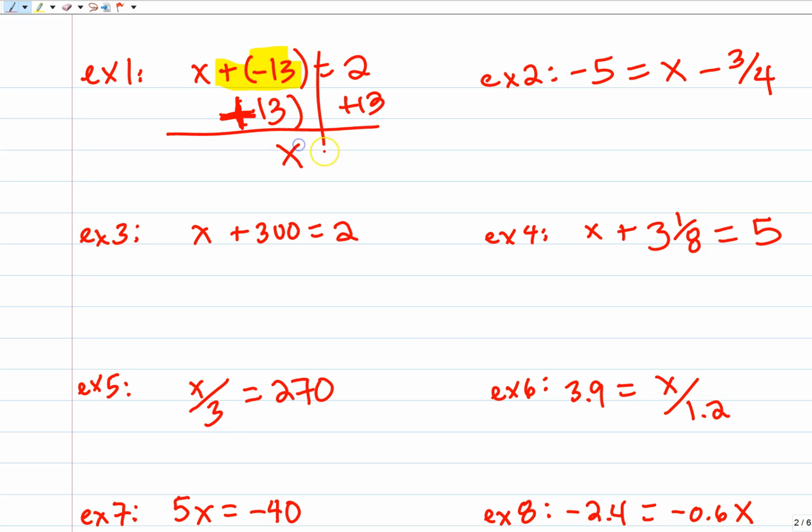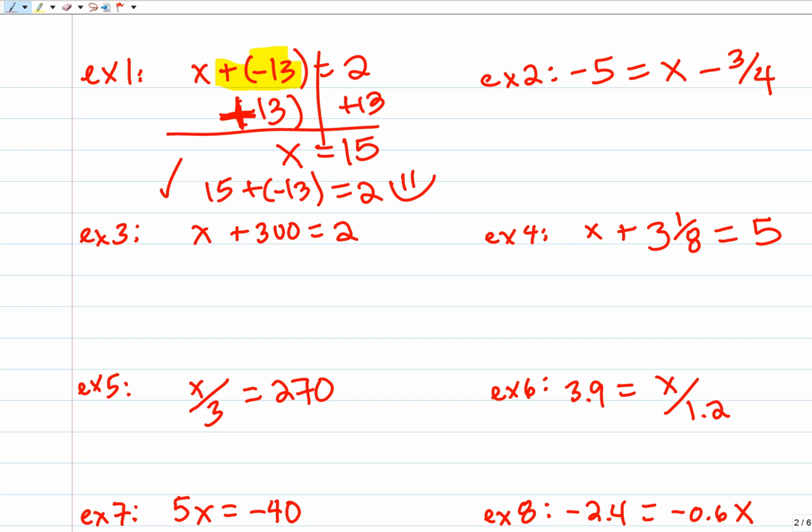so that now x is equal to, could you check that? Is 15 plus negative 13 does that give us 2? And if it does, then we found the answer.